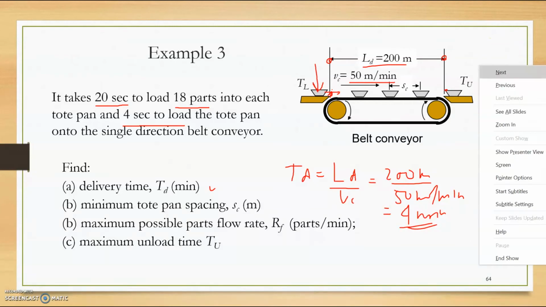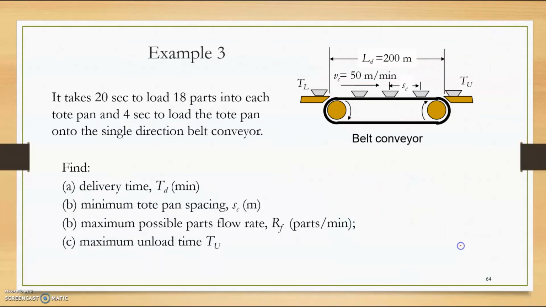Okay, the next question is minimum tote pan spacing, SC. We need to find the minimum spacing between the tote pans. We have this formula, the material flow rate, RF equals RL, the loading rate, equals the speed of the carrier over SC, and this must be less than or equal to 1 over TL, the loading time.